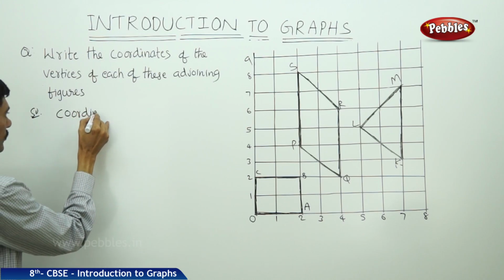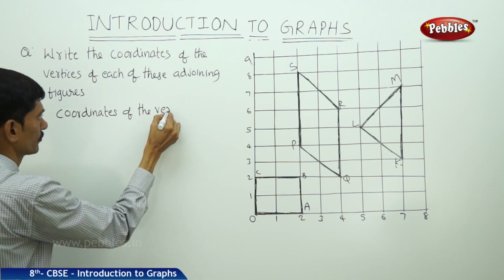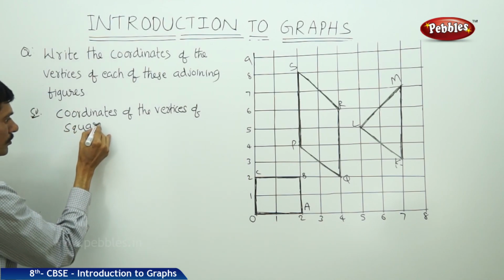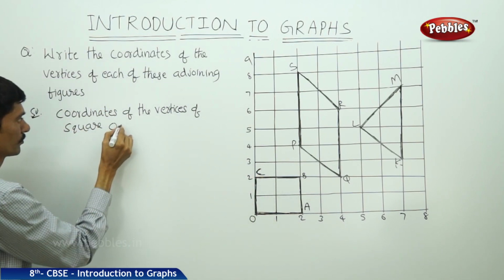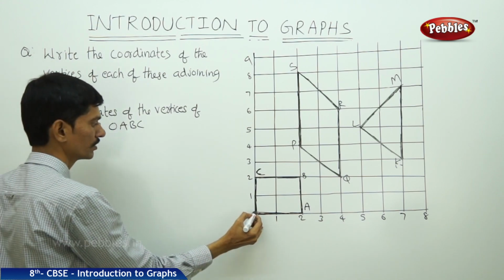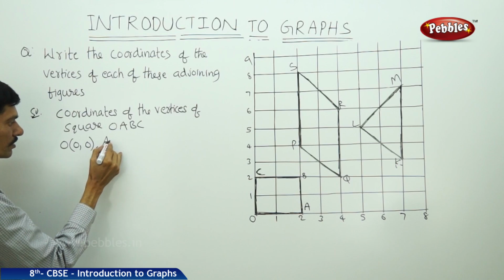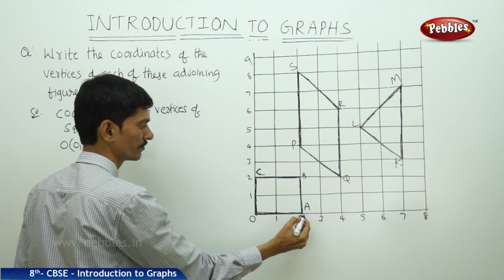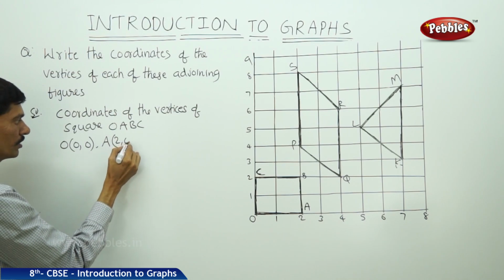Coordinates of the vertices of square OABC. Now the first vertex O, it is the origin, so its coordinates are (0, 0). Then the second vertex A, its coordinate is 2 and it is lying on the x-axis, so its y coordinate is 0. So we can say that its coordinates are (2, 0).